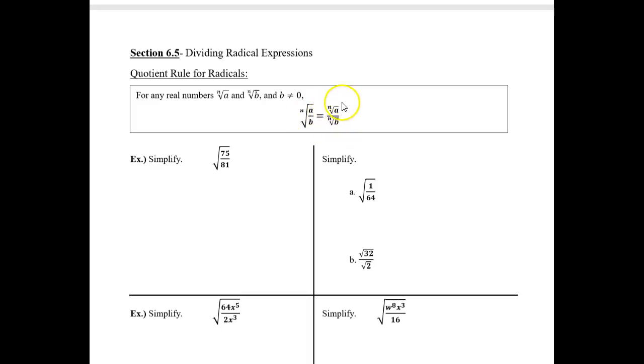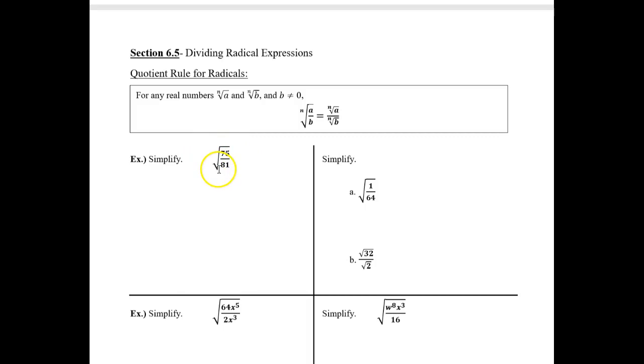So if I had a quotient here with the nth root of a divided by the nth root of b, if they have the same index, I can bring that back together under one big radical sign and then simplify the fraction within. So we're going to do that. We need to be able to go back and forth between using this quotient rule for radicals.